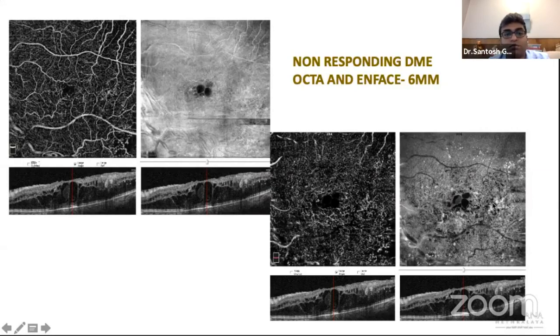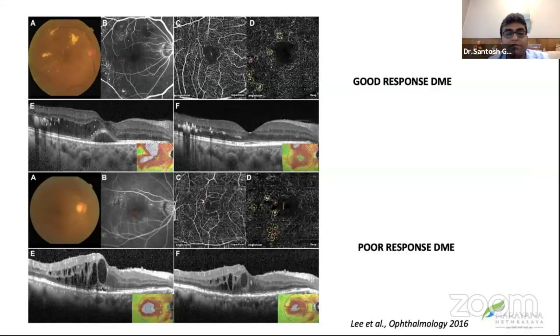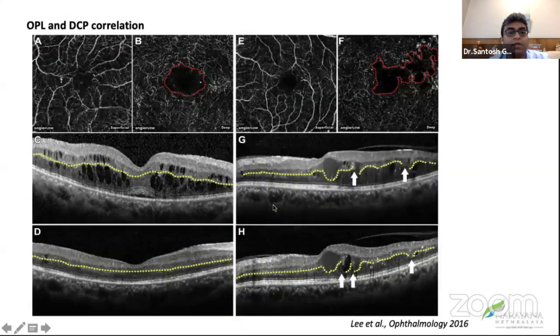En face also really helps to judge how bad the DME is and how much is the extent of the macular edema. There were various papers which showed that when there's a good response DME, the aneurysms were fewer, and when compared to a poor response DME, in the deep capillary plexus the aneurysms were more. This is again a correlation that was done by Lee et al., wherein they saw that in a good response DME, just the FAZ changes were there.